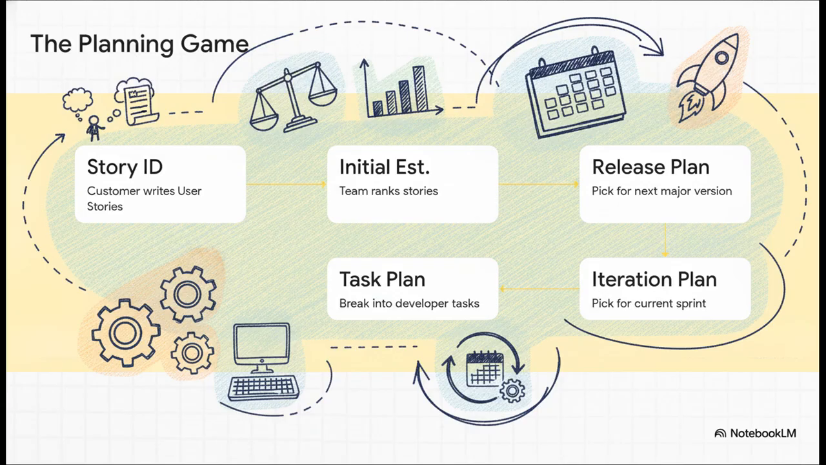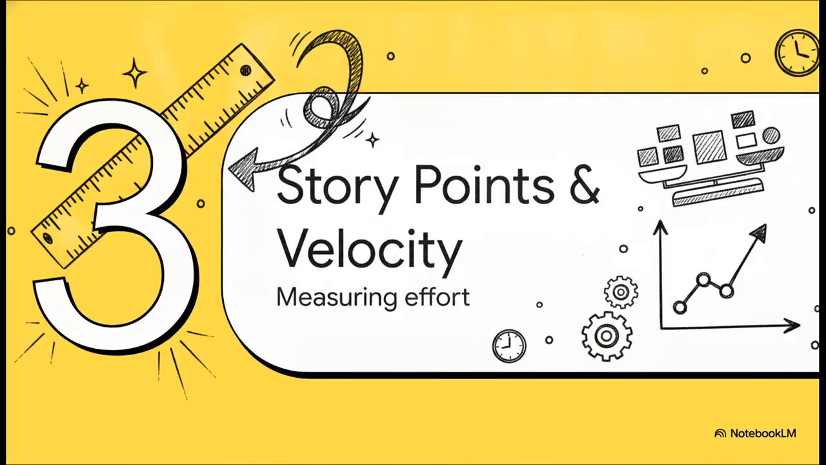Then step 4 is iteration planning, shrinking the focus to the next 2 to 4 weeks to pick stories for the current development cycle. And finally, step 5 is task planning, where those broad user stories are broken down into specific technical tasks for the developers. In essence, the planning game is this very logical top-down flow, starting from broad customer stories and filtering straight down to individual programming tasks.